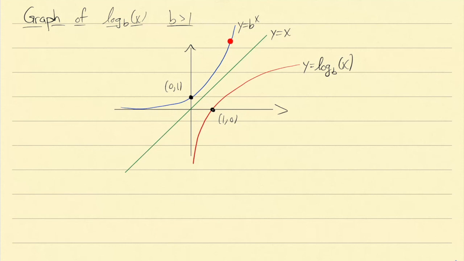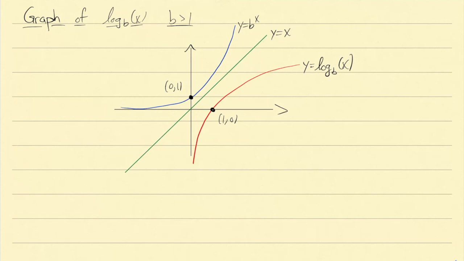So if we start with the graph of b to the x and the line y equals x, since b is larger than 1, we know that our graph goes this way. To get the logarithm, we simply take this blue graph here, flip it across the green line, and we end up with its mirror image, log base b of x.